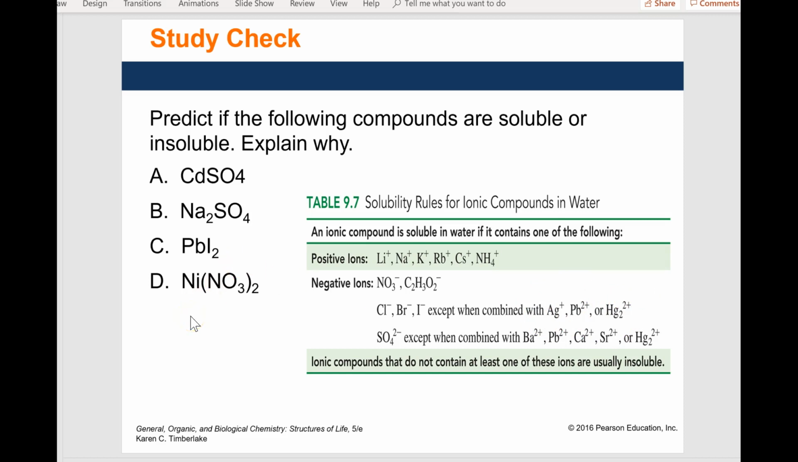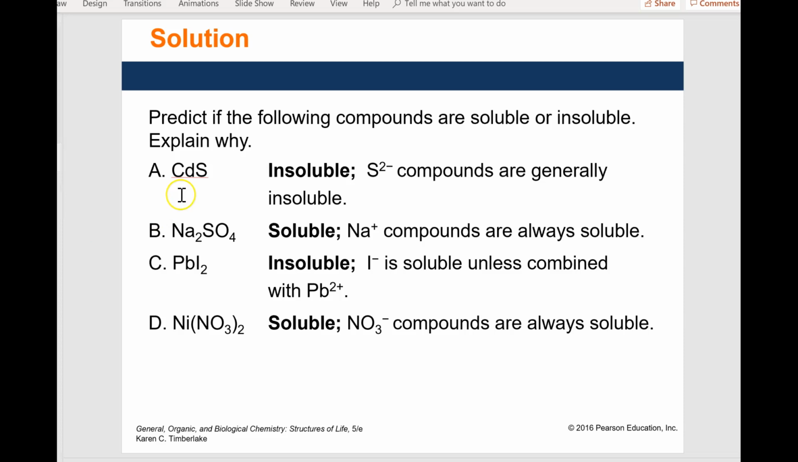Nickel nitrate, soluble or insoluble? Soluble. Why? Because nitrate is always soluble, Dr. Wren. Can't you read? All right, good job.